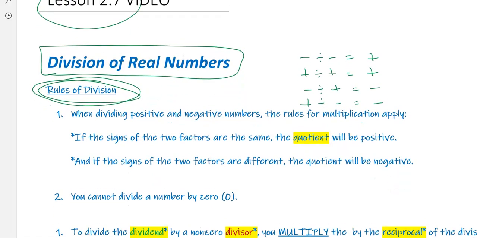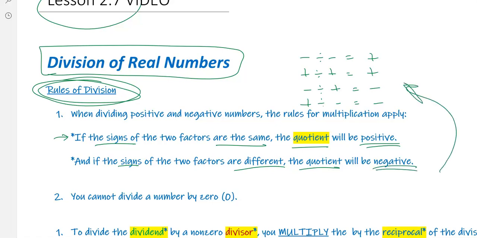So, and write these down right here. If the signs of the two factors are the same, the quotient, right? The quotient, that's the answer when you divide, it's going to be positive. If the signs are different, the quotient will be negative. And we just covered that right there.